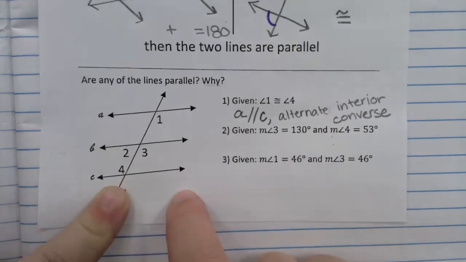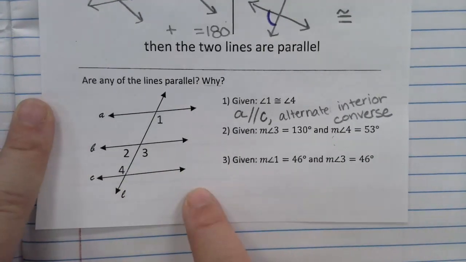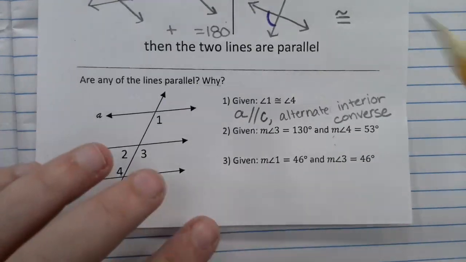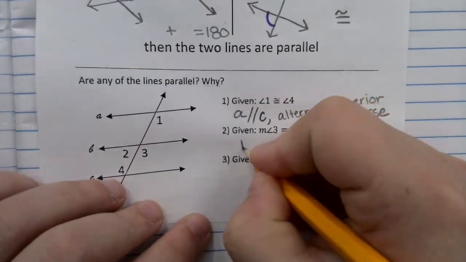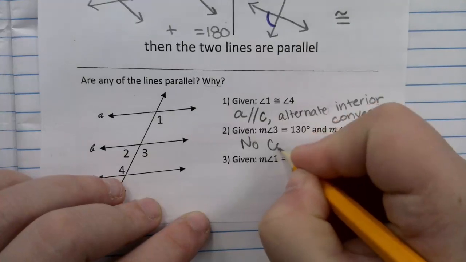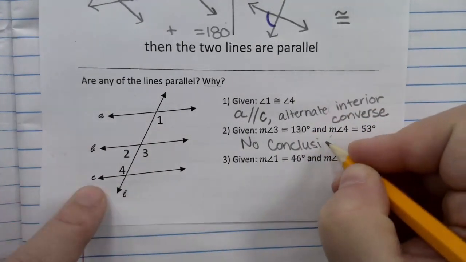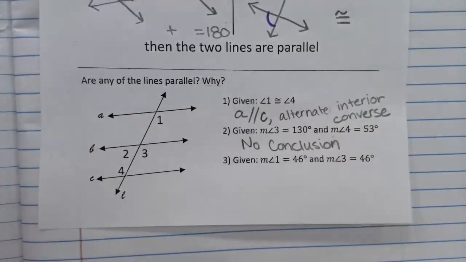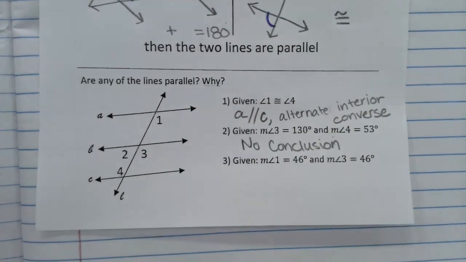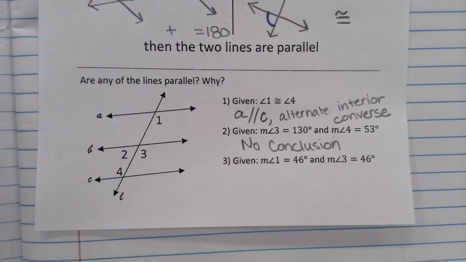No. But do we know anything about line A yet? No, A could be parallel, so what we say is just no conclusion. We know for a fact B and C are not parallel. But in this picture, we don't know if there's anything else that's parallel. So we just say no conclusion.